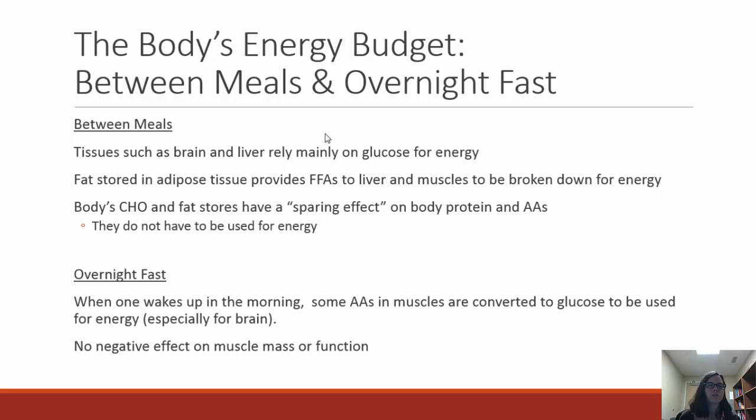We've still got enough nutrients present in the form of carbohydrates and fats that we don't need to use our amino acids for energy. However, when we move into our overnight fast, some of the amino acids in the muscles are converted to glucose to be used for energy, especially in the brain. So the longer we go without an input of glucose, the more we need to rely on the amino acids in our muscles for gluconeogenesis. But if it's just an overnight fast, this is completely physiologically normal, and we don't have any negative effect on muscle mass or function.